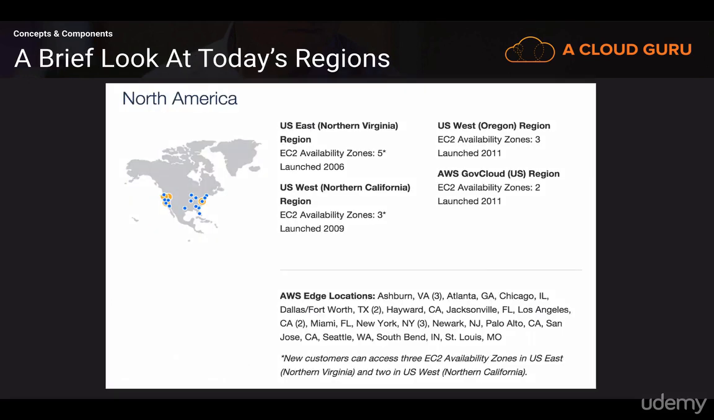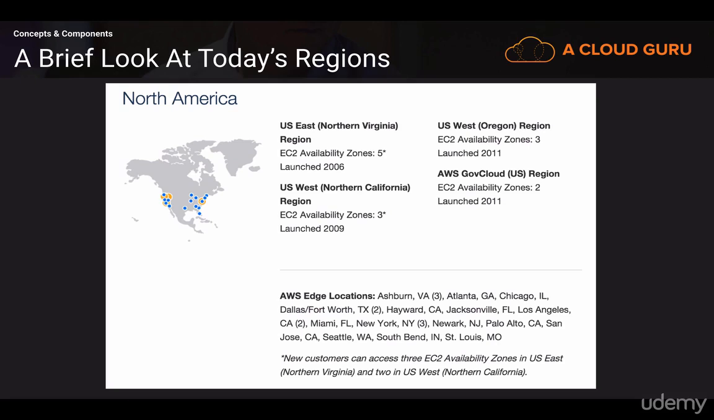Okay, so let's take a brief look at the regions as they exist today, starting with North America. We've got 3 different regions that are generally available or publicly available to you within North America. We've got US East, which is in North Virginia. We've got US West, which is in Northern California. We've got US West, which is based in Oregon. And then we have the AWS GovCloud region, which is not actually available to you unless you work for the US government.